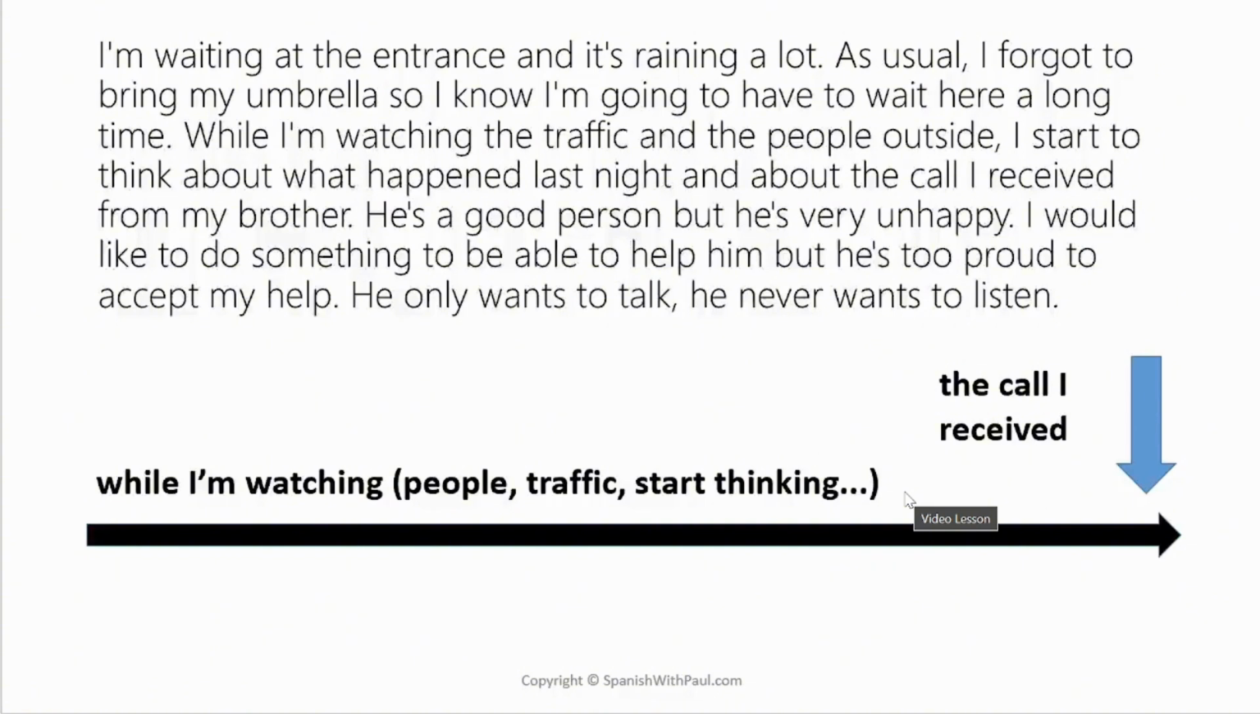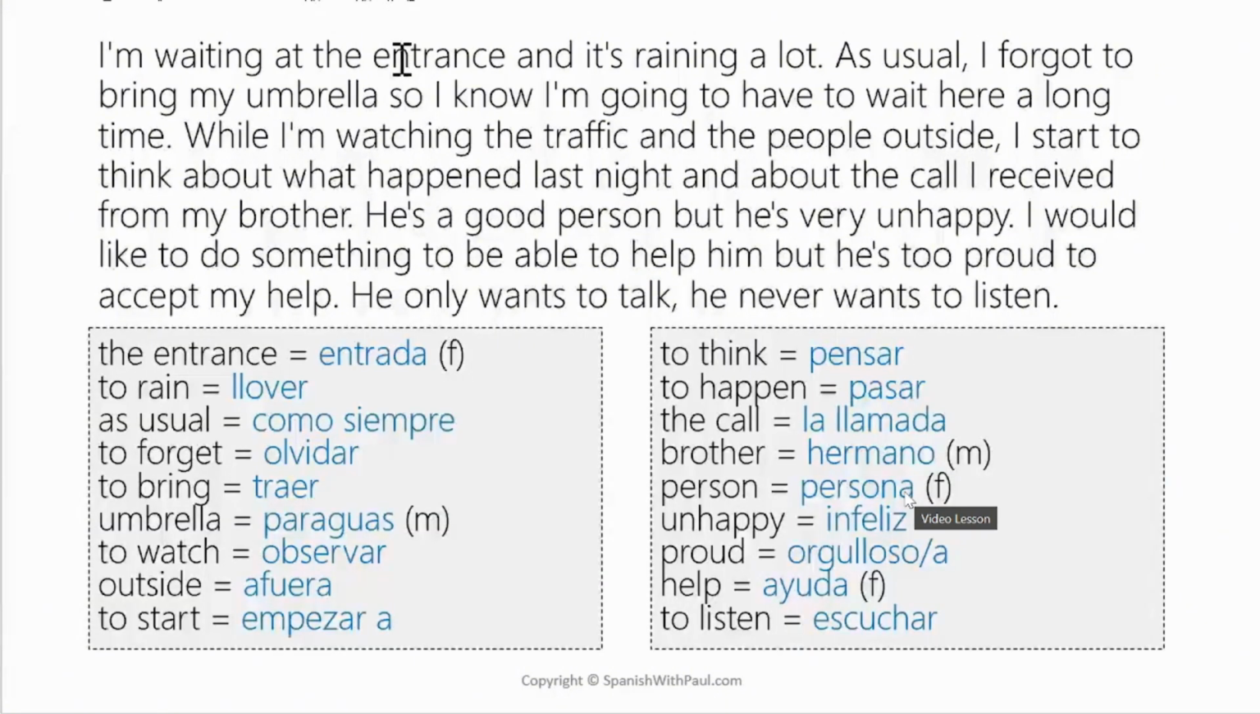Looking at the vocabulary then, we have the entrance, which is la entrada, and then the verb to rain is llover. This is something that we've used before, but I just put it in anyway. Then we have as usual. There are a few different ways that you can express this in Spanish, but we're going to use como siempre, which would literally mean like always. Then the verb to forget is olvidar, and the verb to bring is traer.